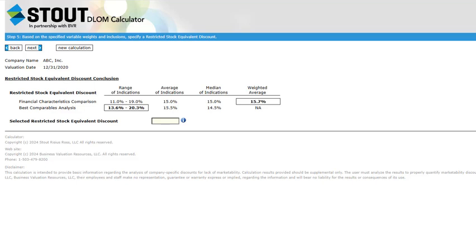In other cases, primarily when all variables fall into the highest risk quintiles, the best comparables analysis may provide discount indications that are significantly above the discount indicated by the financial characteristics comparison analysis. In such cases, a significant upward adjustment to the discount indication from the financial characteristics comparison analysis may be warranted to arrive at the appropriate restricted stock equivalent discount. Once you have entered a value into the selected restricted stock equivalent discount field, you may click Next to proceed.